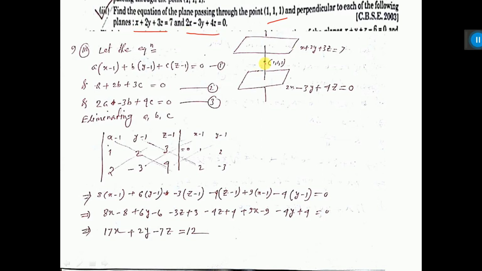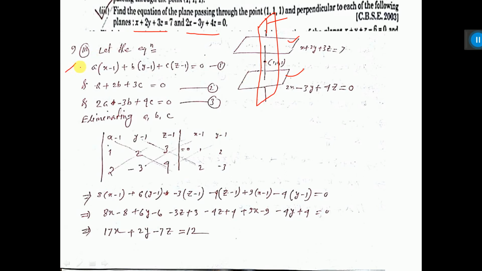See here the diagram I have drawn passing through this point. Find the equation of the plane. Let's say this is the equation of the plane here. This is the equation of the plane. This is the plane I have drawn. This plane is perpendicular to this plane and passing through this point 1 1 1.